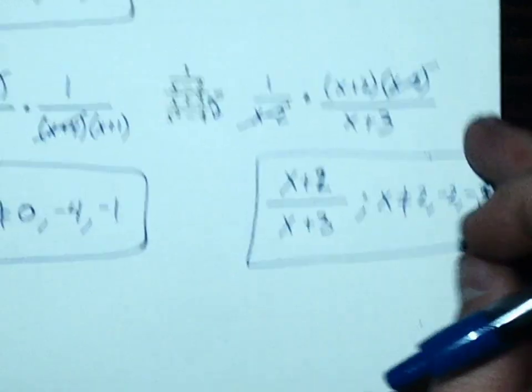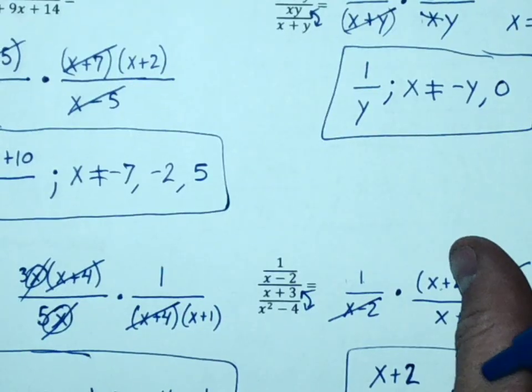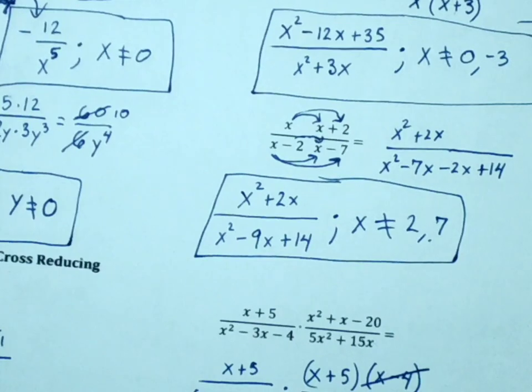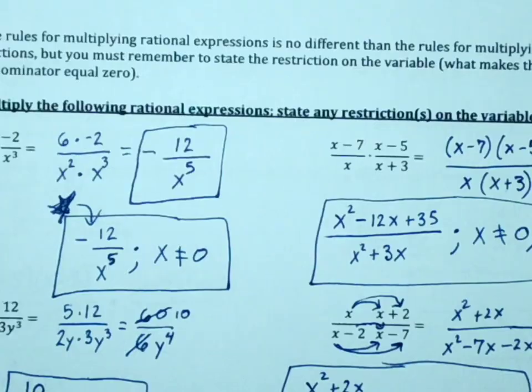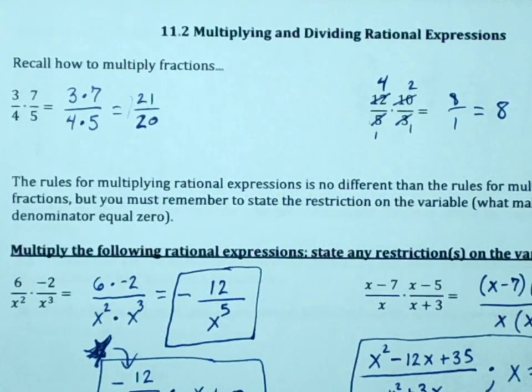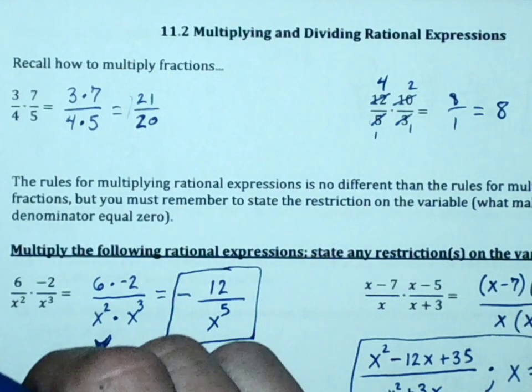That is how you multiply and divide fractions that have variables in them. But as you saw, it's really not any different than multiplying regular fractions together.